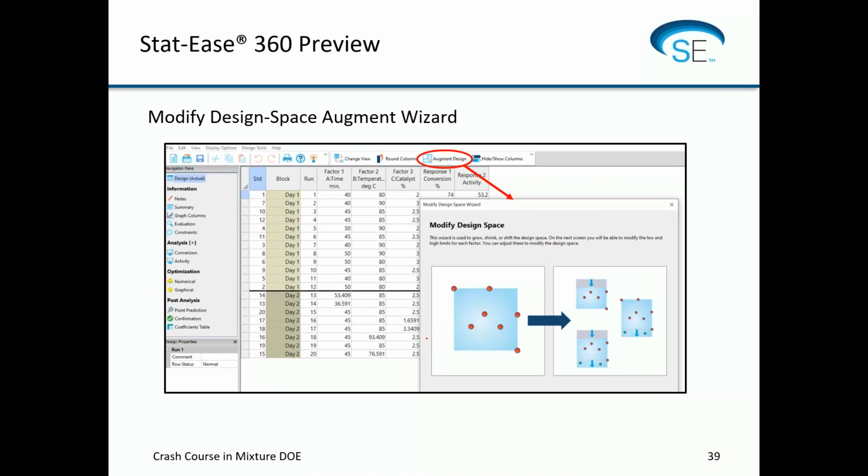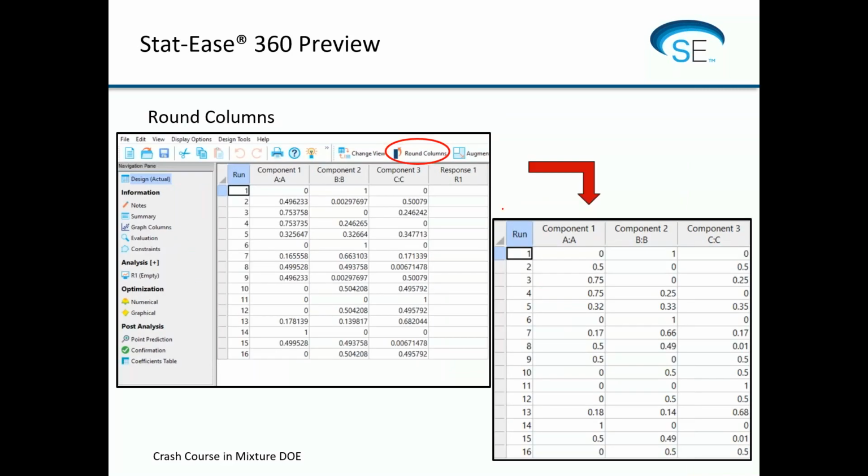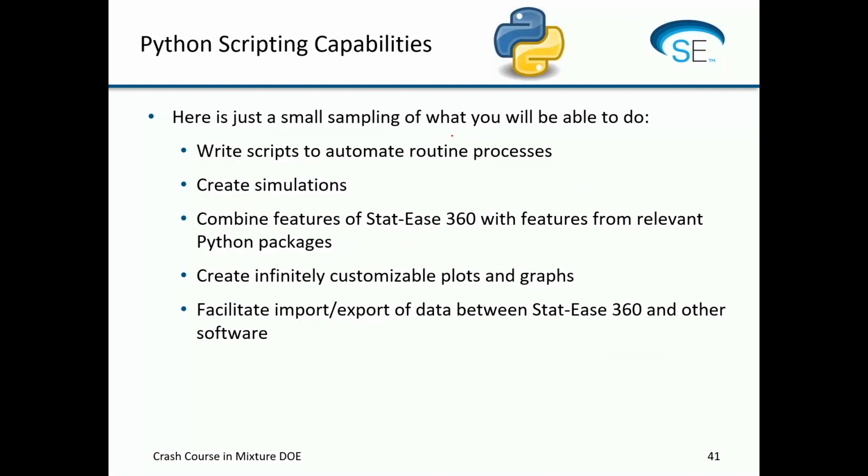I'm going to spend about 30 seconds on each of these. The first one: let's say you do your experiment and you realize, oh, maybe your design space should have been bigger, or you want to shrink it going forward, or you want to shift it over. We do have a Modified Design Space Wizard that basically does it automatically for you. You just walk through the steps, tell the wizard your run budget and whatnot, and go from there. We also have this round columns feature that I actually used as part of this presentation. If you want to automatically round off to a desired level of precision, you can go ahead and use that. And finally, we have Python scripting.